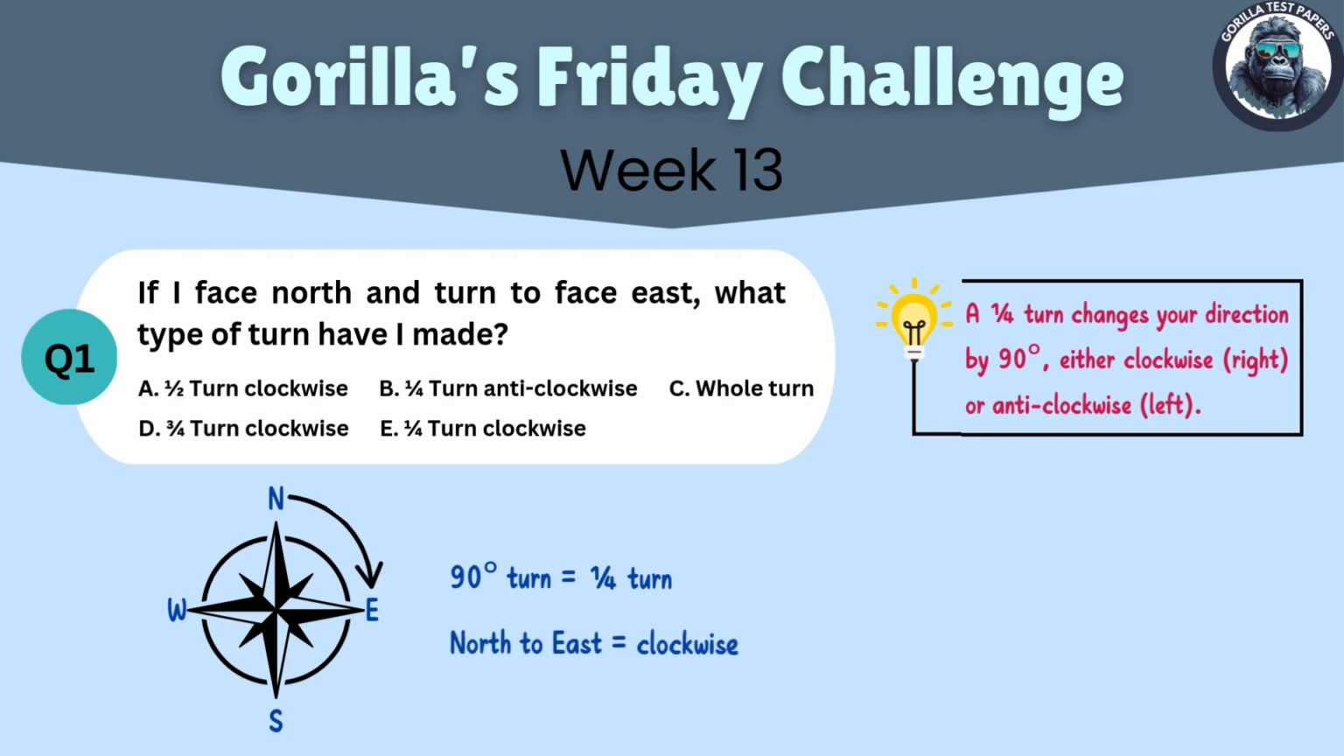And a 90-degree turn is also called a quarter turn. This is because a whole turn is 360 degrees, and if you divide that by 4, you get 90. So 1/4 of a full turn is 90 degrees. So looking back at the options, the correct answer is E, a 1/4 turn clockwise. This is the answer for this question.